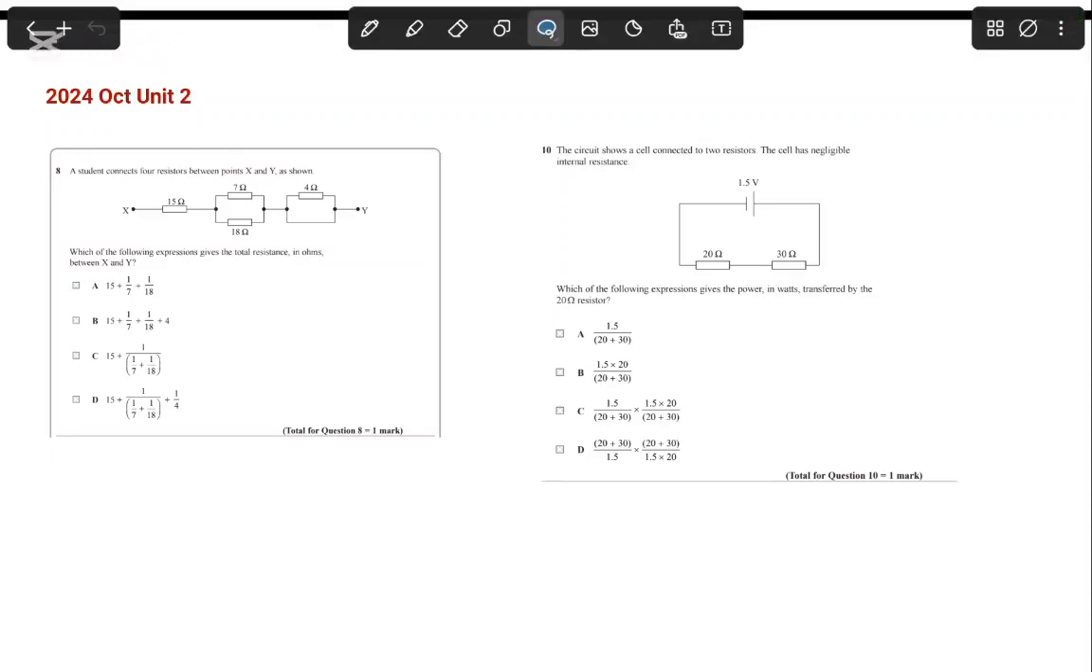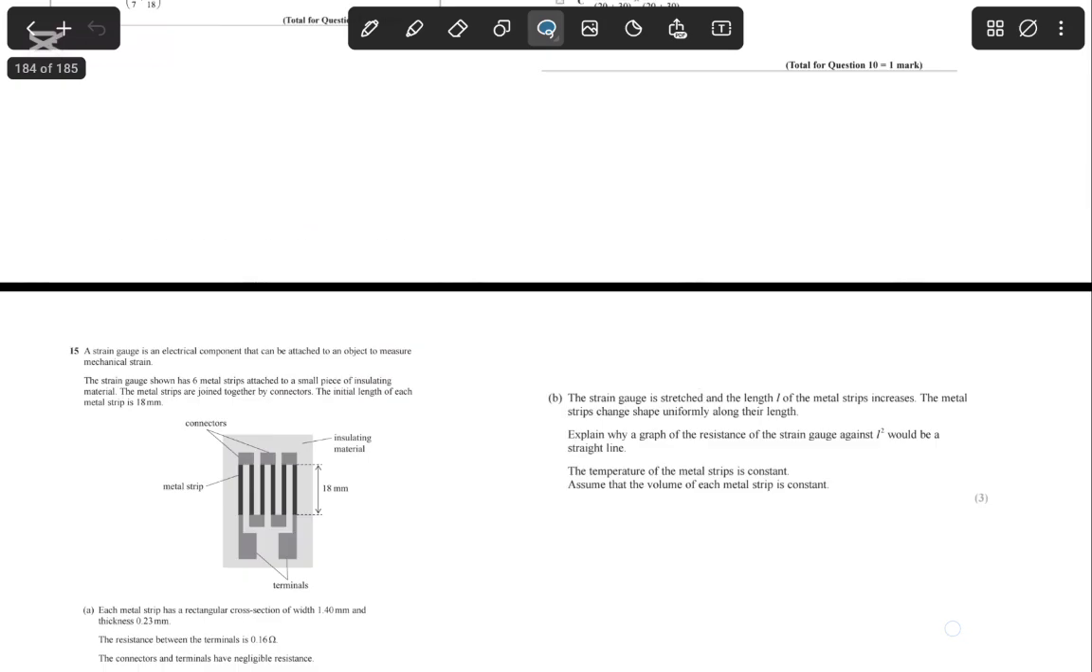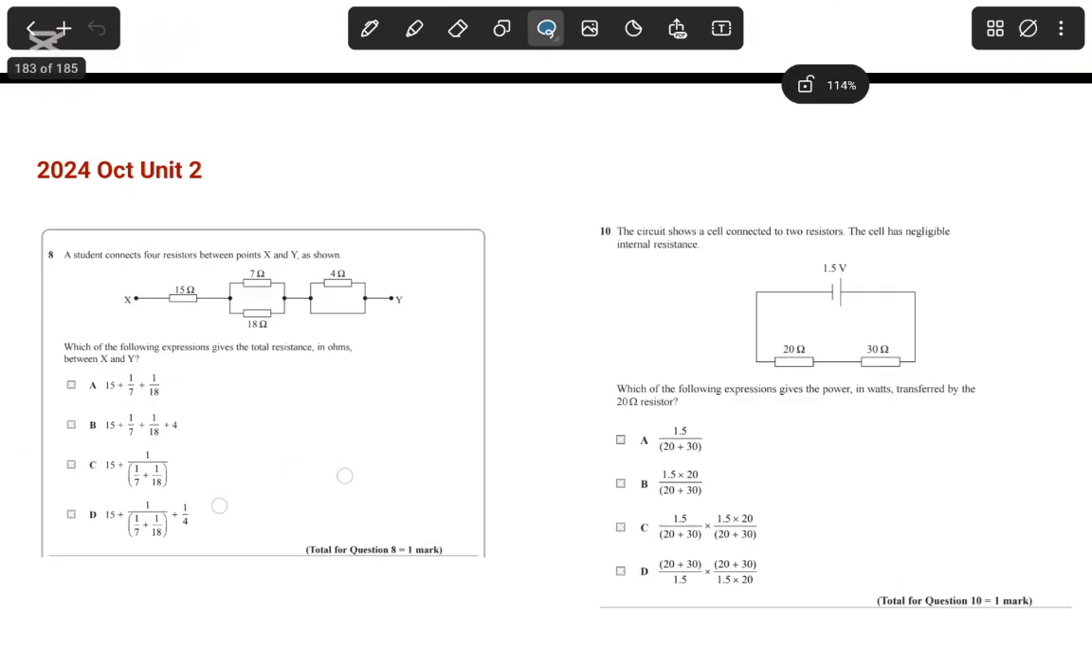Welcome back to another exam walkthrough. I've got here another paper. This is going to be from 2024 October Unit 2, question number 8, 10, and 15. All right, let's start with the first question.